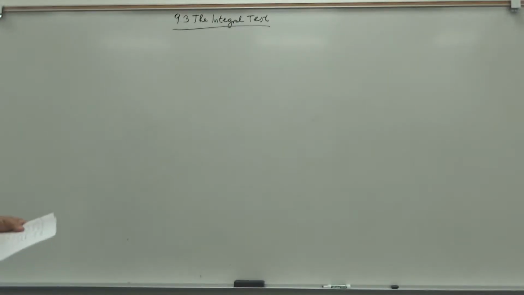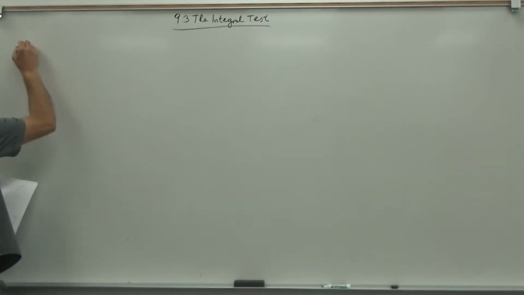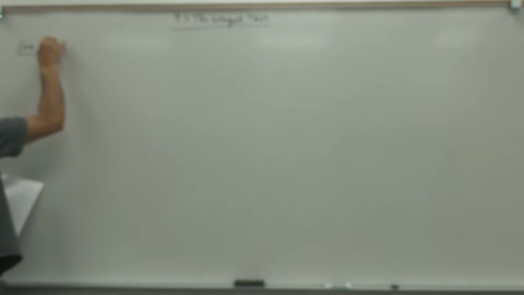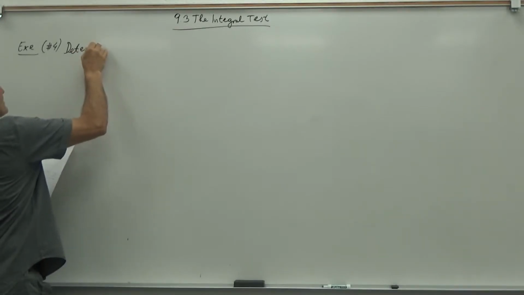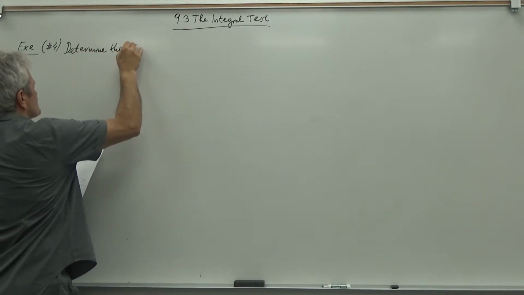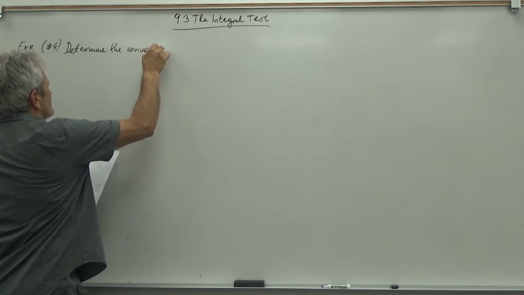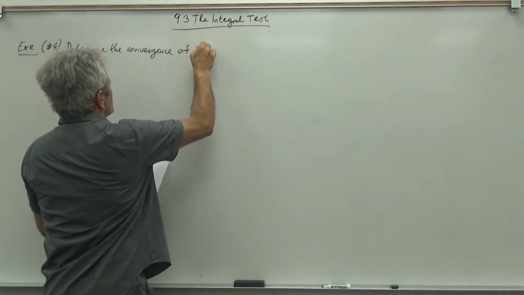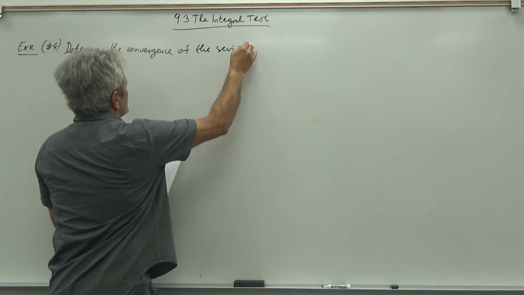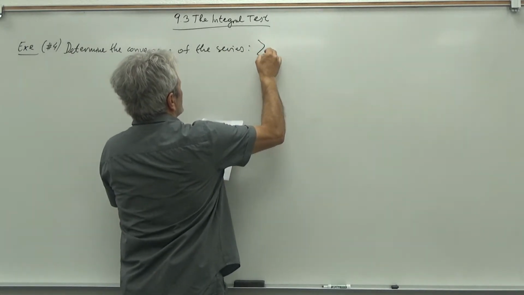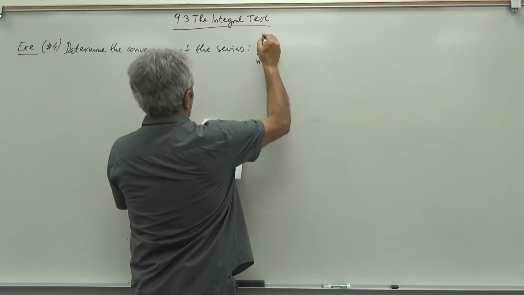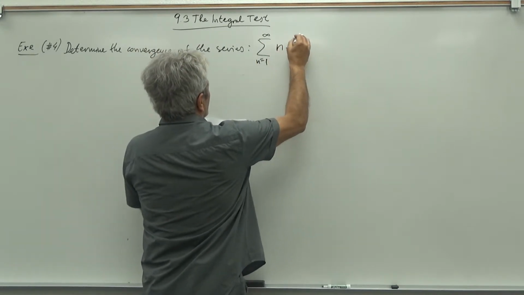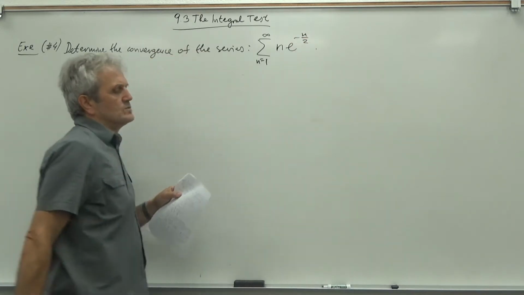So here it is, example number 4. Determine the convergence of the series, the sum from n equals 1 to infinity of e to the minus n over 2.